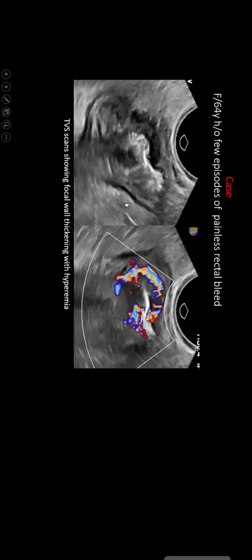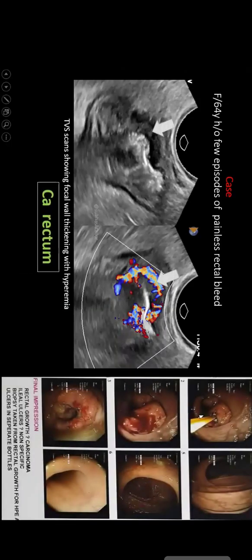Female 64, this case I showed yesterday, a very small lesion in the rectum. I am examining the rectum by transvaginal route in this patient because there was a history of painless rectal bleeding. For the first time, the patient came to me and I examined a very small ulcer lesion, with hypoechoic wall thickening with hyperechoic ulcer flattening. With hyperemia, colonoscopy was done, there was ulcerated growth, biopsy taken, turned out to be carcinoma rectum.